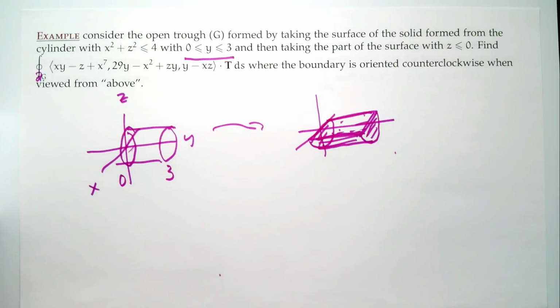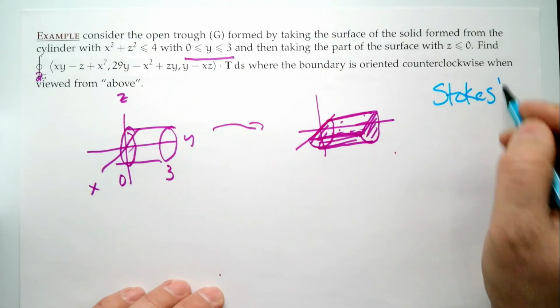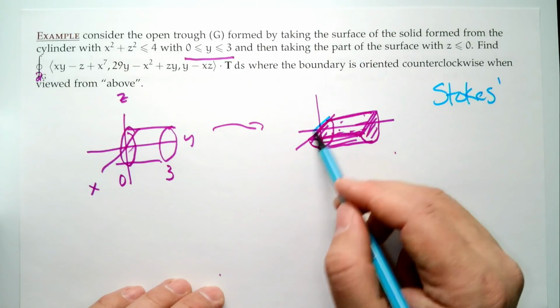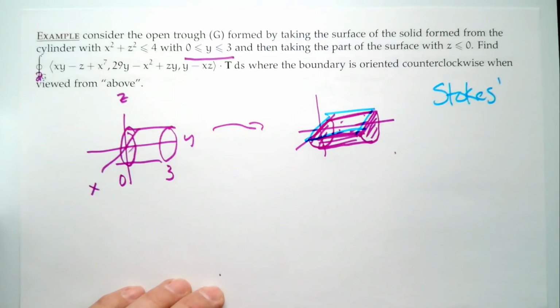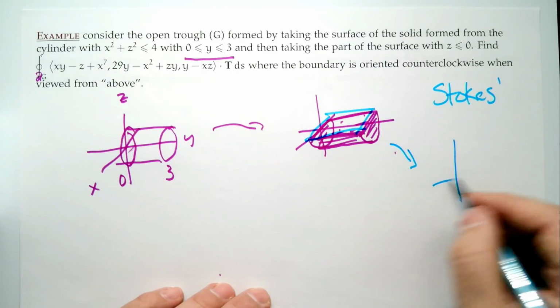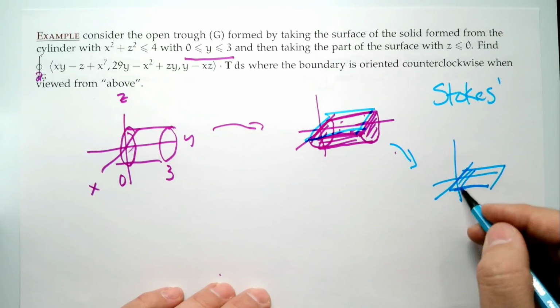Other than being confusing, what do we do? This is Stokes. Because, what do we see? A surface with a boundary. So the boundary is a rectangle in the xy plane. Now, probably our surface is not the right surface. What's a better surface? Just a flat rectangle. Just push it up.